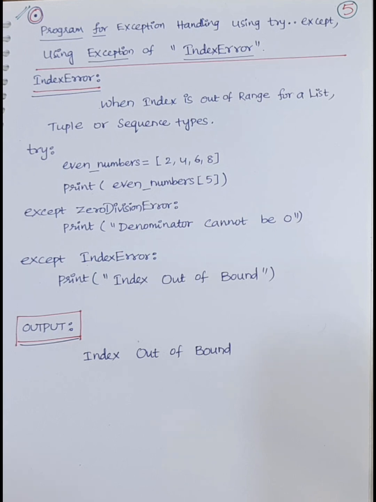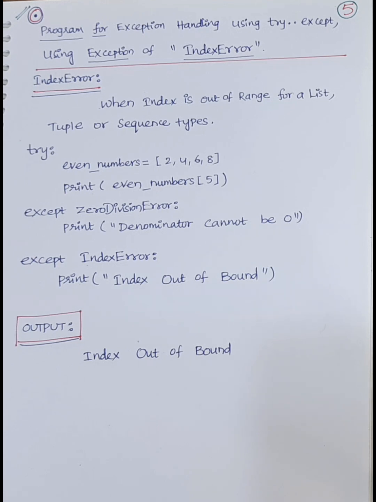Program for exception handling using try and except, using the exception of IndexError. We have various types of built-in exceptions. Among those I'm using the IndexError exception. What is the IndexError exception? When the index is out of range for a list or tuple or any sequence type, then we use the IndexError. If we go out of the boundary, then it's not possible to get the output. At that time we use the IndexError.